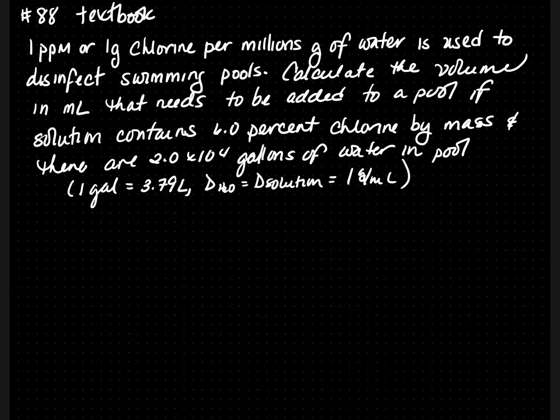Since it's a story problem, go through and identify all the conversion factors. So 1 part per million is the same thing as 1 gram of chlorine per million grams of water. This is a conversion factor. So we have 1 gram chlorine is equal to 10 to the 6 grams of water. Calculate the volume in milliliters. So we need to find milliliters.